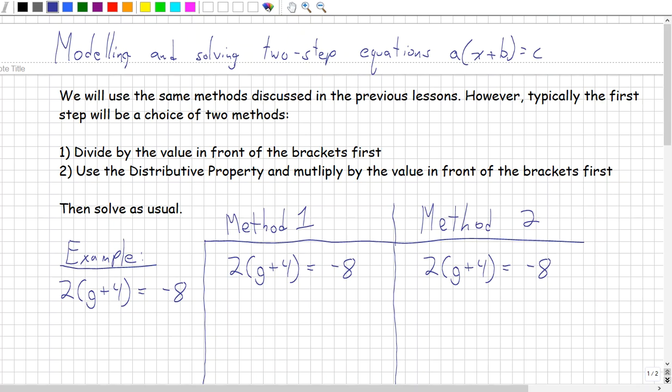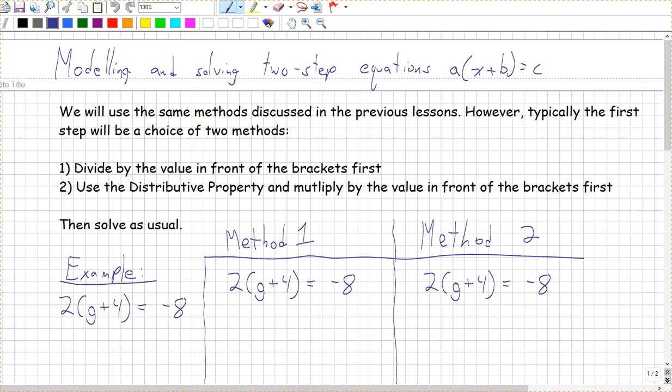In this lesson, we're going to look at modeling and solving two-step equations of a different form. Usually you'll have a value A on the outside of brackets being multiplied, using the distributive property, by two values inside the brackets, one of them being x, which we usually denote as our variable, the value that we're trying to solve for. So now we have a value outside brackets acting upon this variable inside brackets. We're going to look at two methods for how to do this.